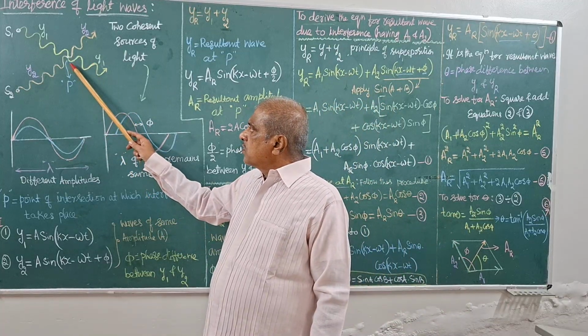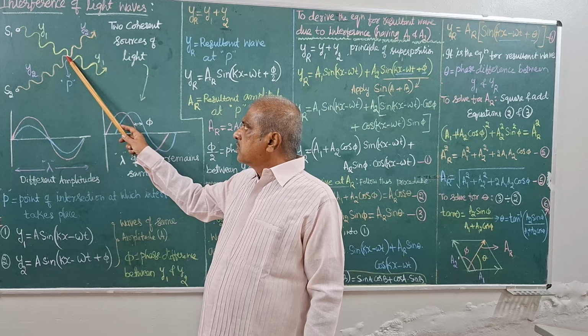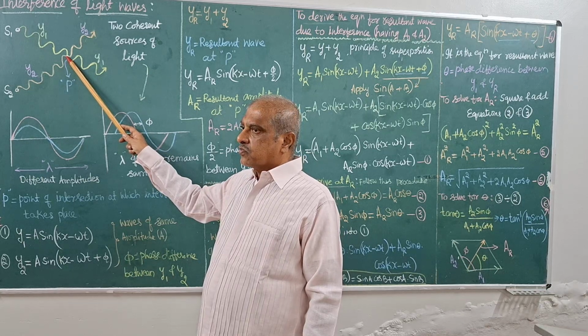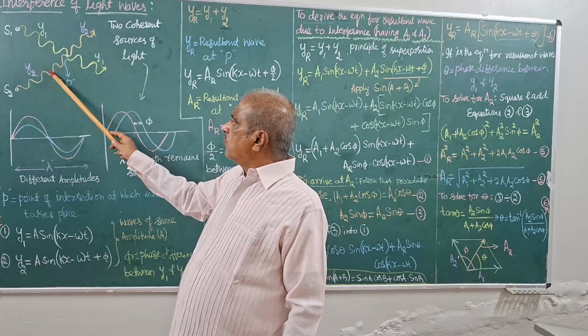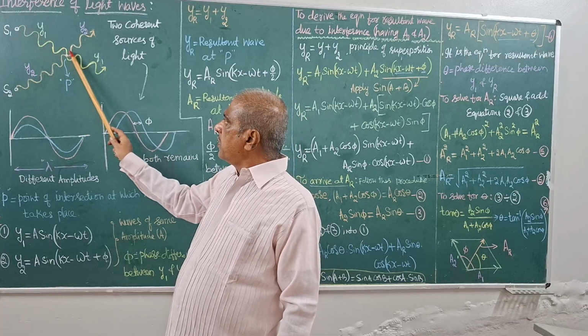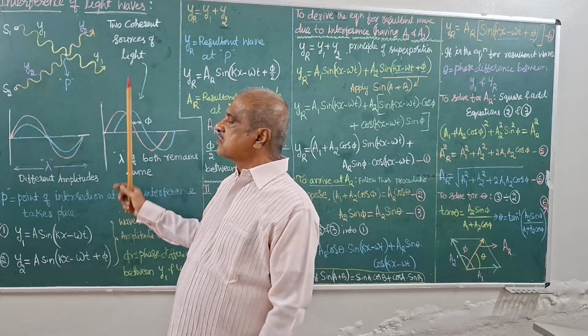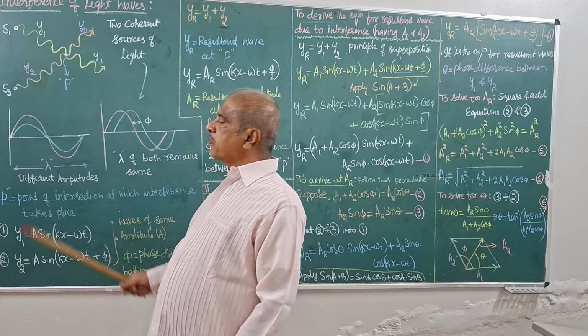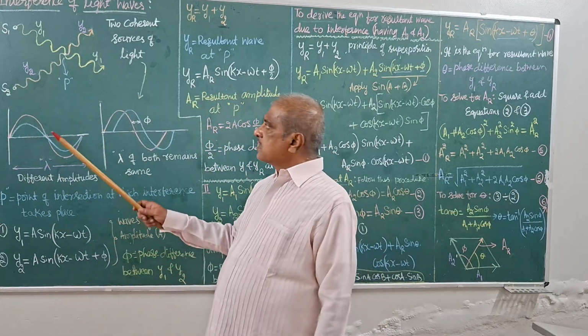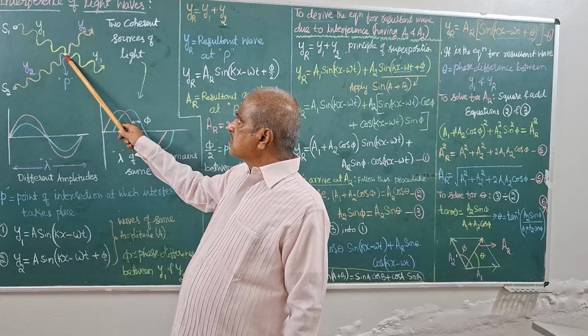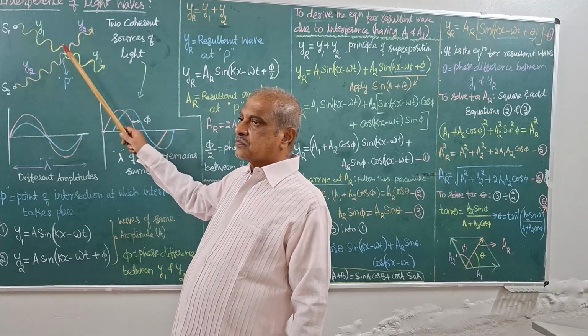The amplitude of the resultant wave at this point is different, and the waves before and after remain the same in their fundamental properties. The interference takes place only at the point of intersection. It is the point of interference.